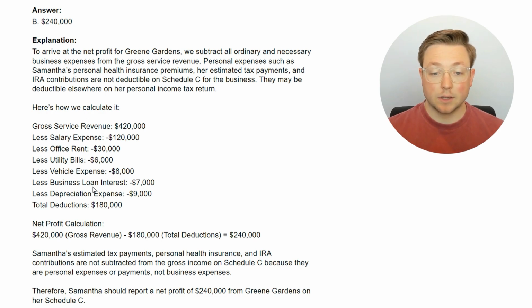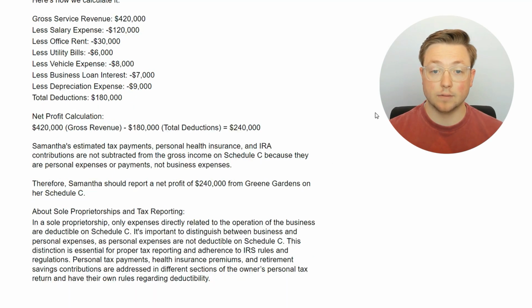And then obviously here's the calculation. You subtract all of these from the gross service revenue, and that gives you the $240,000 of income from the business, and that would go on her 1040 to be taxable in her income. Samantha's estimated tax payments, personal health insurance, and IRA contributions are not subtracted from the gross income on Schedule C because they are personal expenses or payments, not business income.